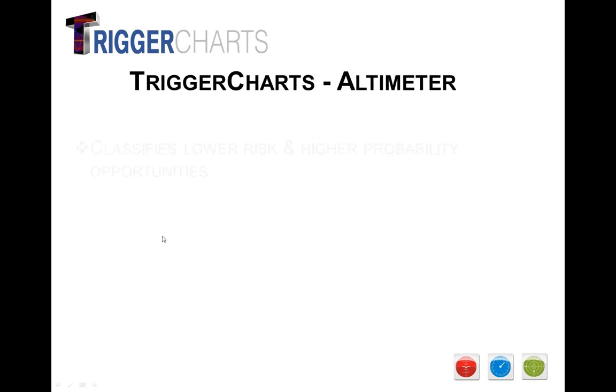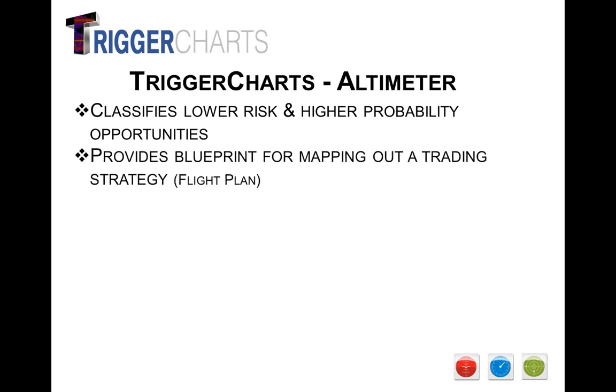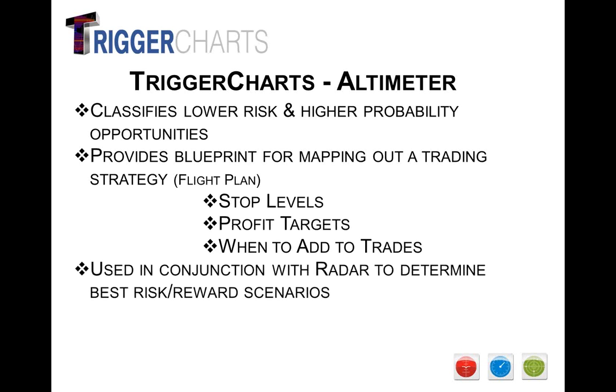All right, now, quickly going over the altimeter. We're going to find what lower risk, higher probability opportunities are. We're going to find essentially a blueprint, a roadmap or a flight plan, if you will, to find out where I'm going to look for those trades that are going to find a good amount of upside or downside quickly, and where I'm going to put my stops, where I'm going to take my profit out of this, and when I should actually add to the trades. Now, when you put the altimeter and the radar together, you get a nice view of all this.